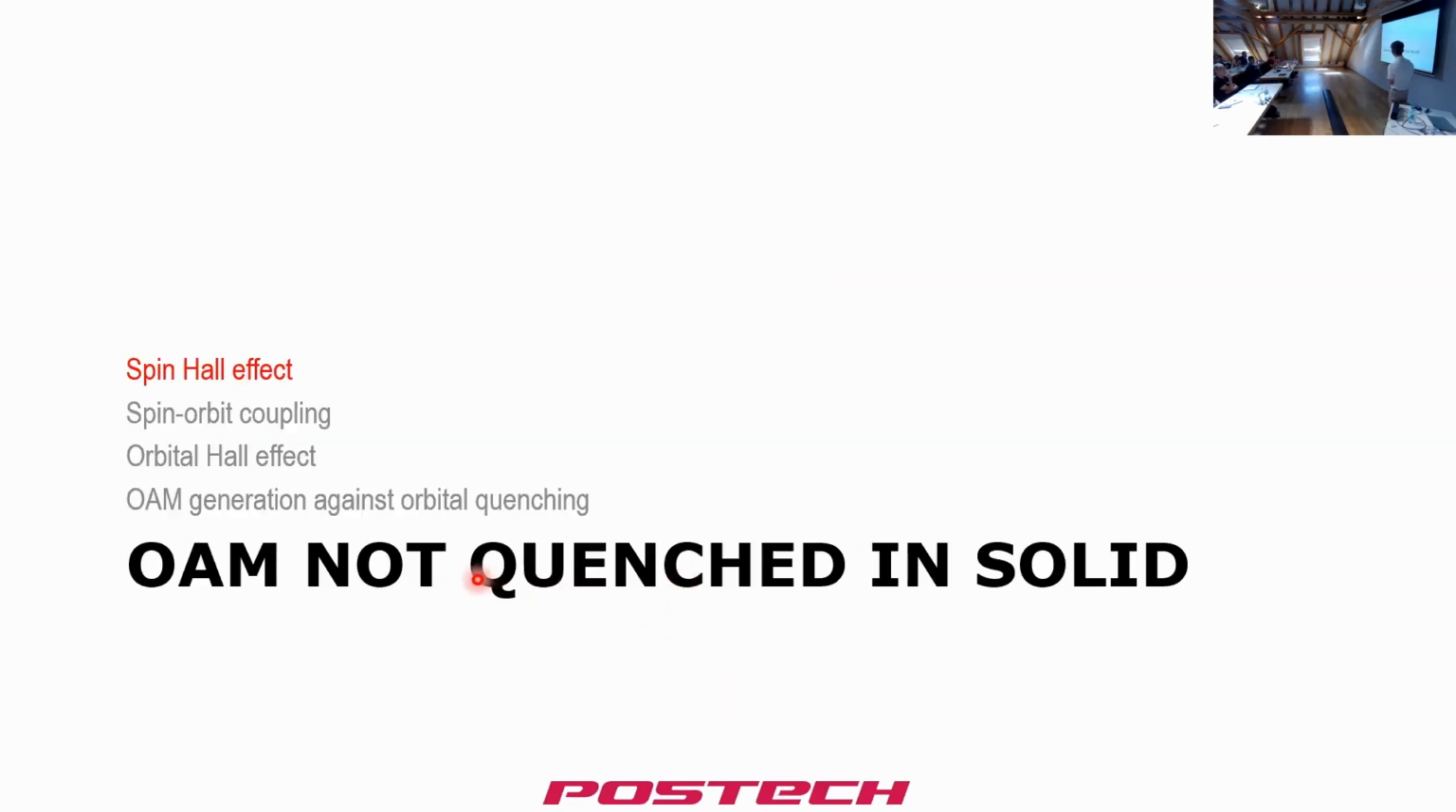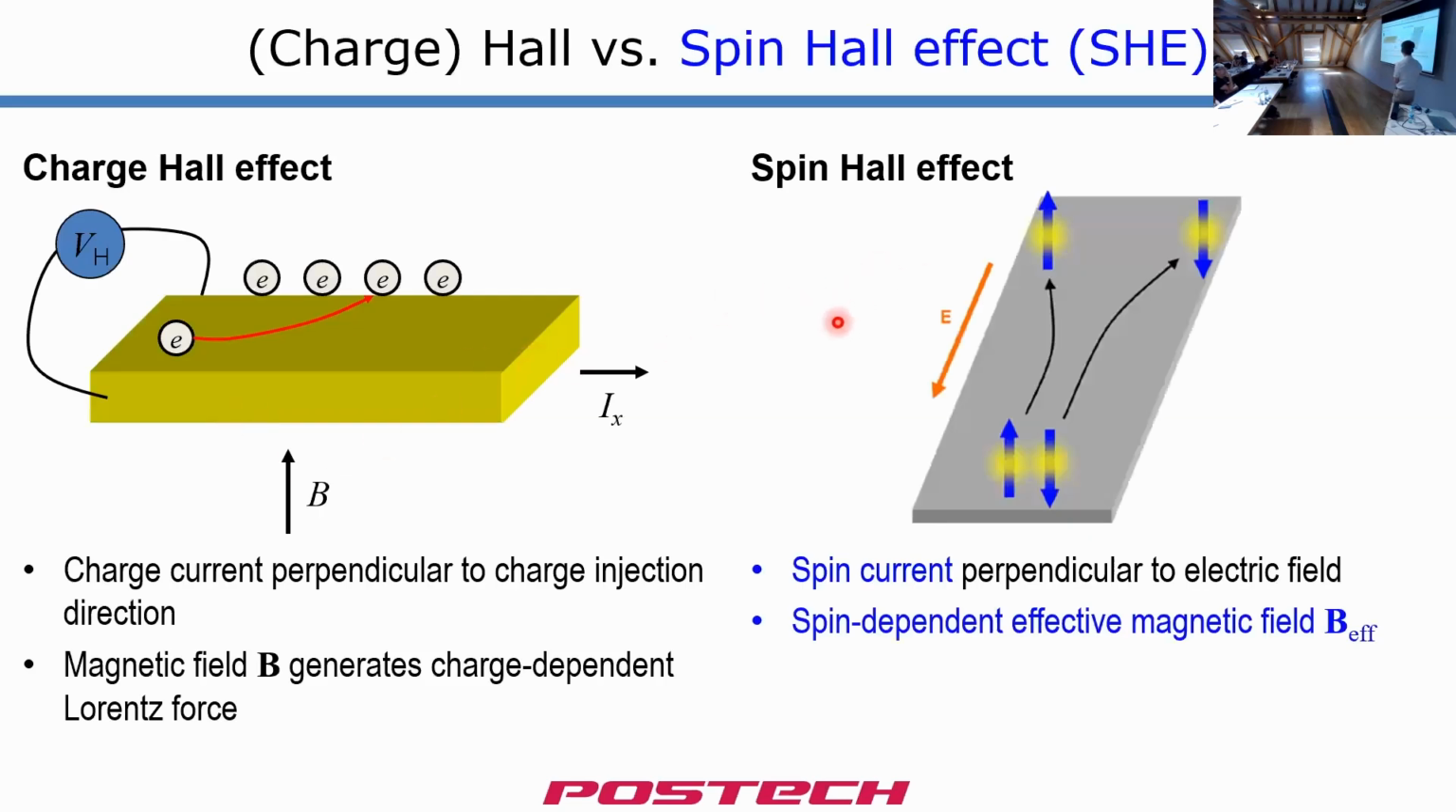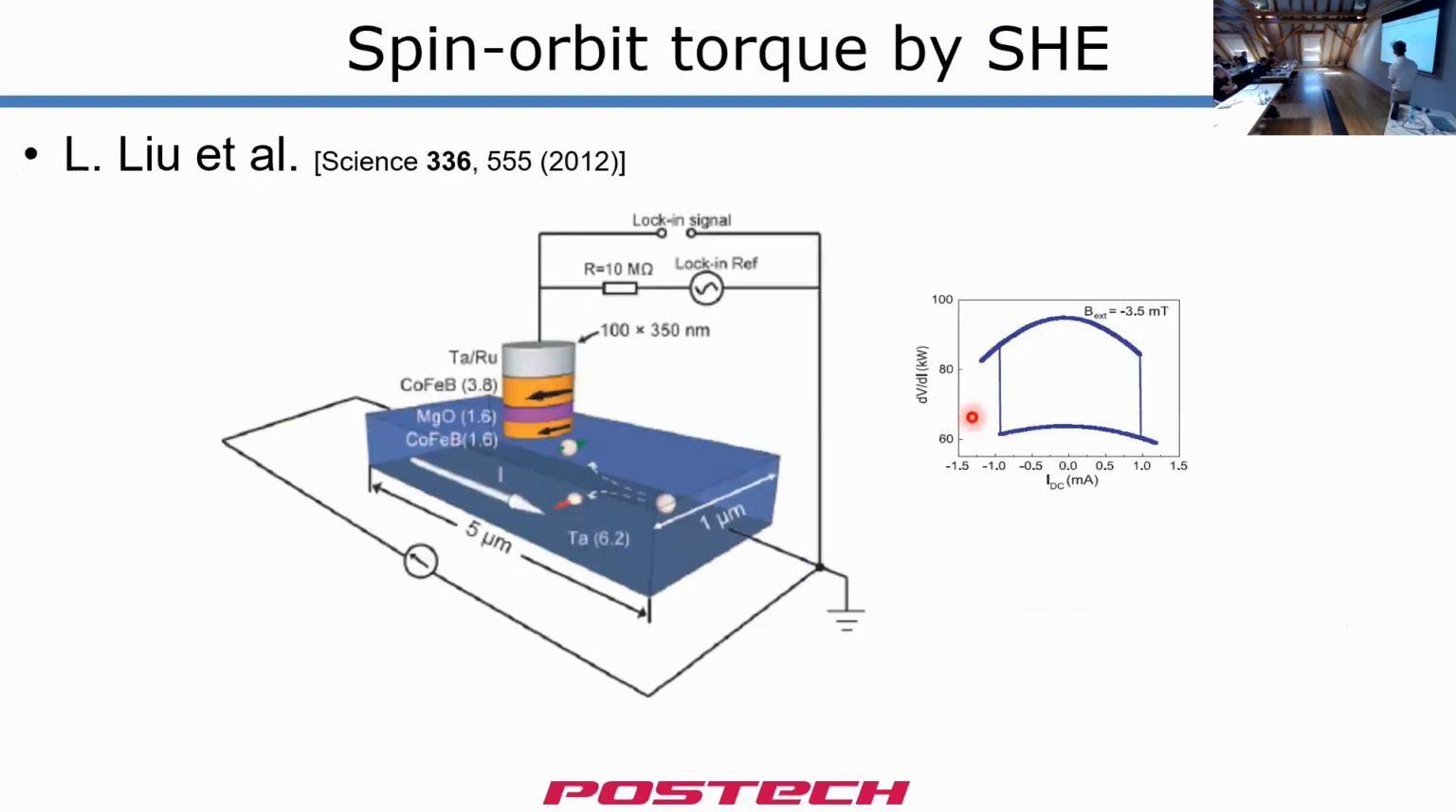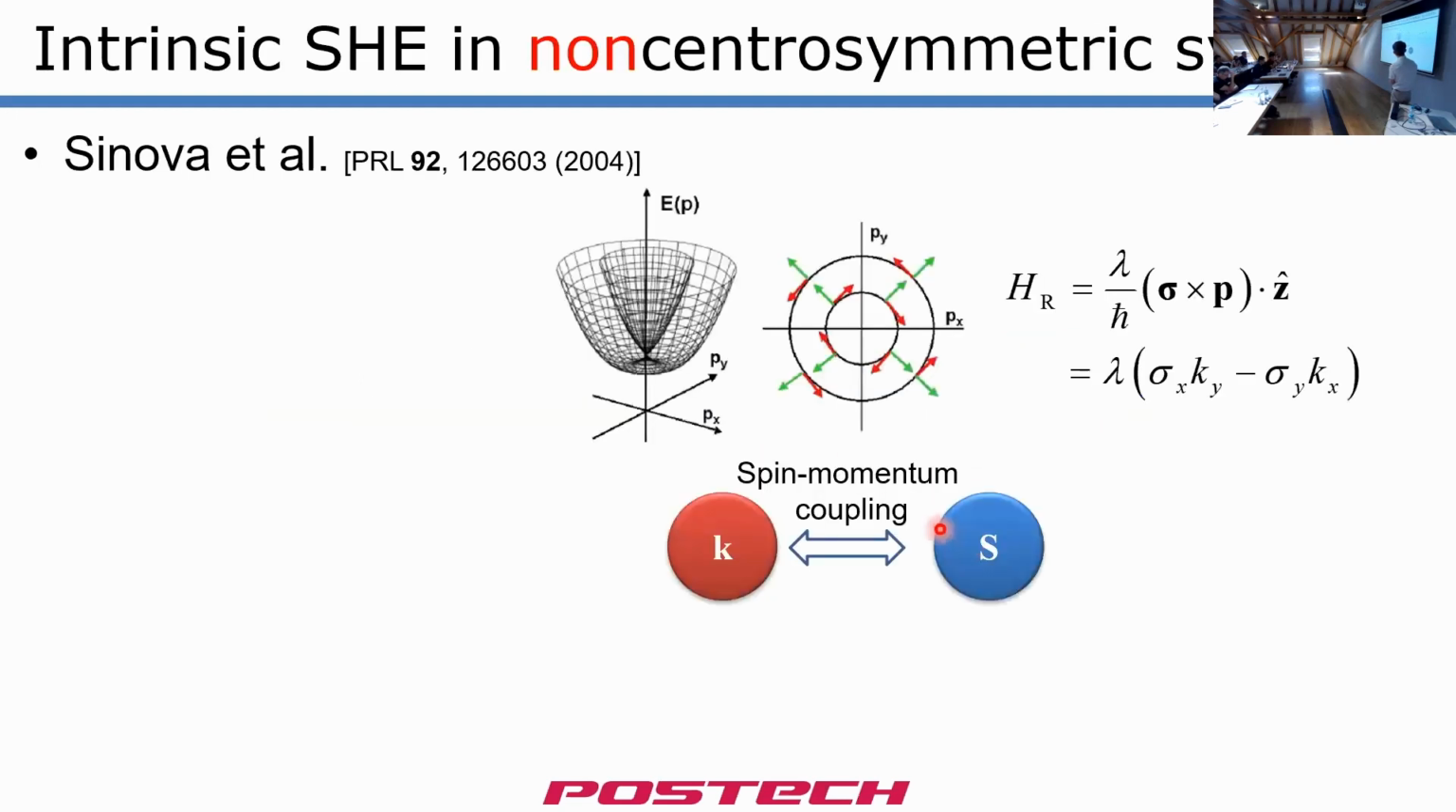Okay, so first part: orbital angular momentum is not quenched in solids. I will start with a simple discussion about the spin Hall effect. When an external electric field is applied, electrons may exhibit spin-dependent sideways motion. That is the spin Hall effect. And we know that it is very useful for electrical control of magnetism.